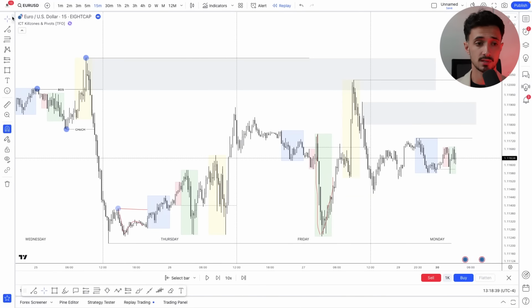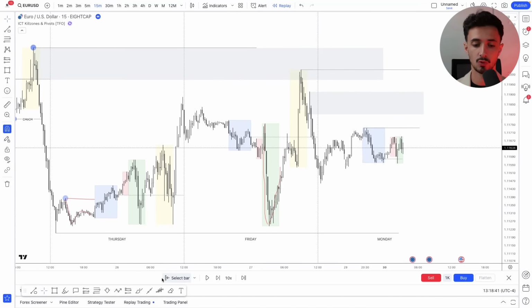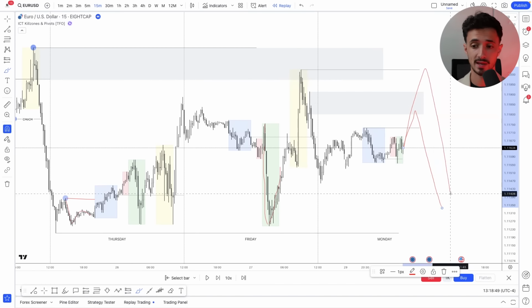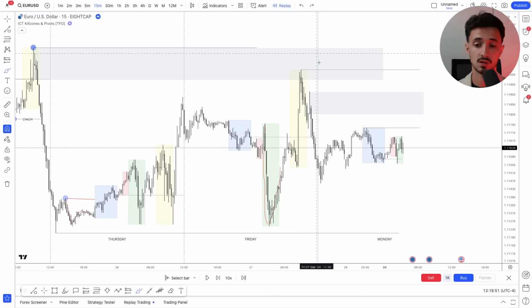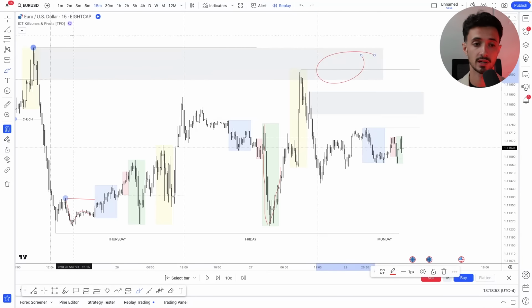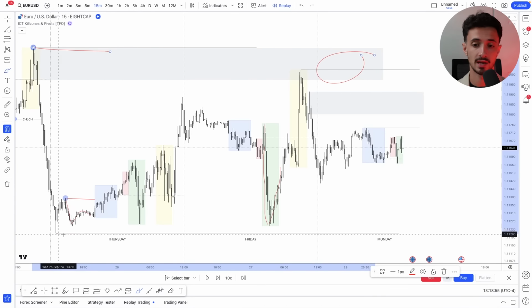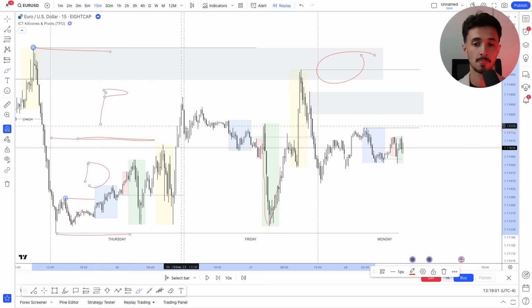So London opens, and I'm expecting for sure we're going to get a manipulation of this low, this high, and we can look at shorting from there. Or we can get a manipulation of this high, and we can short from there. Again, we are also inside of the premium. If you look at the high, you look at the low, and the 50% is somewhere around here. So anything here is premium, anything here is discount. It's quite simple. So we're inside of the premium already.